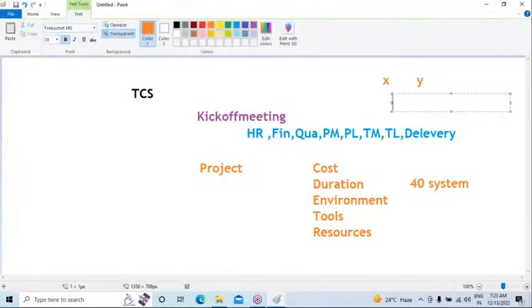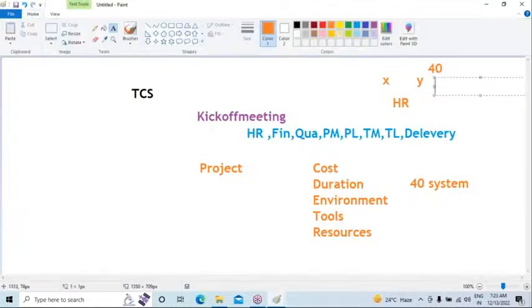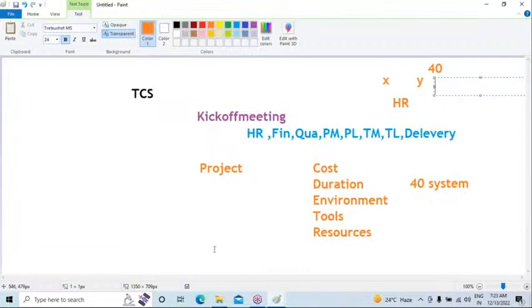The HR people will come to know where the 40 systems are available. For example, if 40 systems are available in Y location, then they will move the project to this location. Like that, they need to discuss and decide who will take care of the project, the project manager.